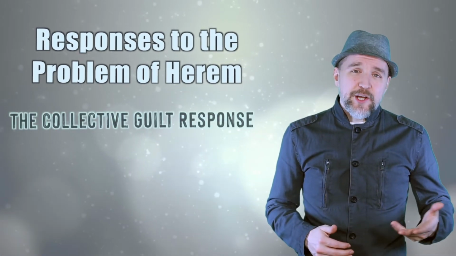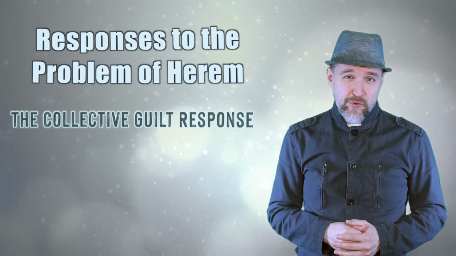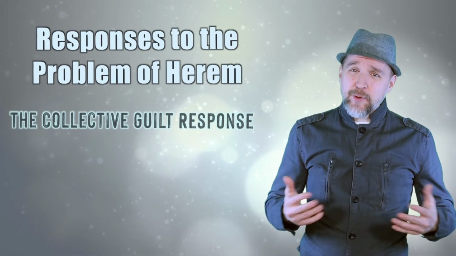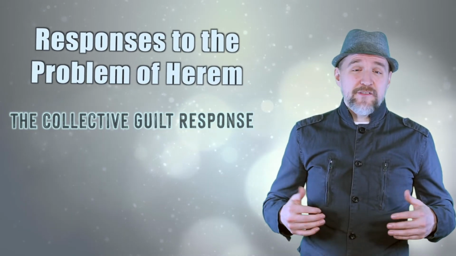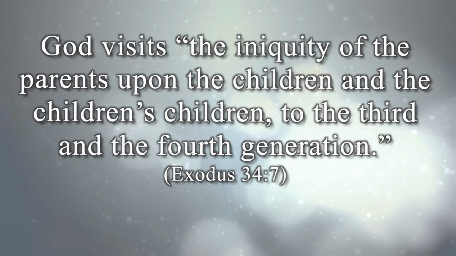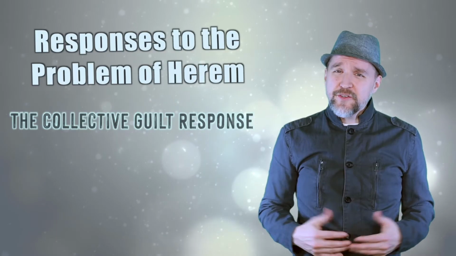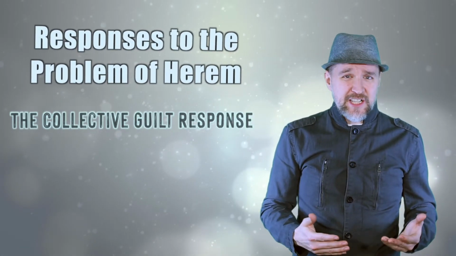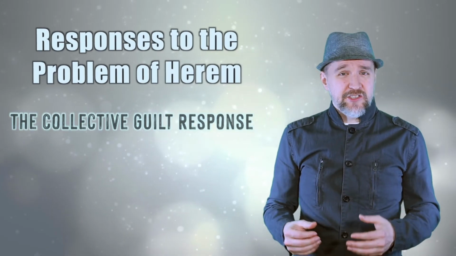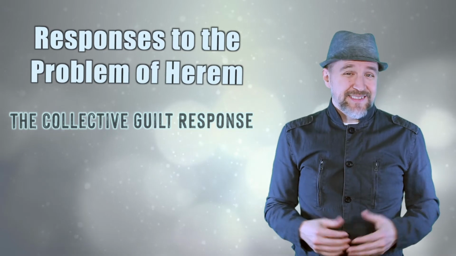4. The collective guilt response. This response goes back to a passage in Exodus chapter 34, where God reveals and explains the divine name to Moses. And as part of that explanation, God says of God's self, God visits the iniquity of the parents upon the children, and the children's children, to the 3rd and 4th generation. This notion of collective guilt, that children and grandchildren, even great-grandchildren, can be held accountable and punished for the sins of their parents, grandparents, great-grandparents, does seem to be present in that passage.